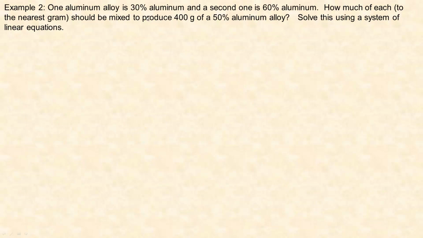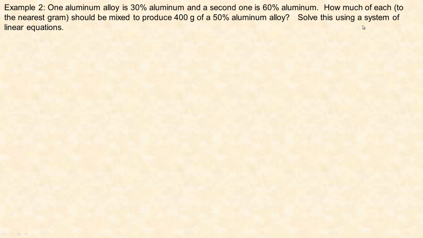Second example, in this one we have an aluminum alloy. We have one alloy that's 30% aluminum and another one that's 60% aluminum. So we're going to mix them. They often call these mixture problems. So we're asked how much of each, to the nearest gram, should be mixed to produce 400 grams of a 50% aluminum alloy. In the final product we're going to mix some of this and some of this to get exactly 400 grams that is 50% aluminum.